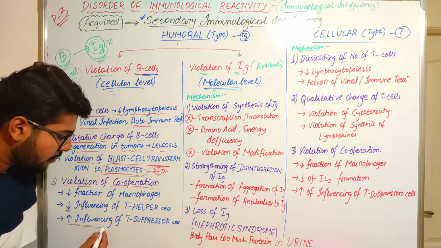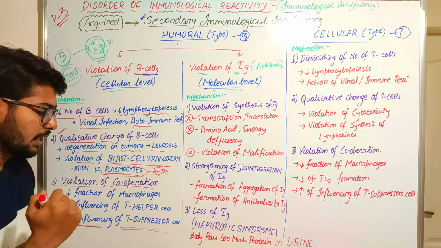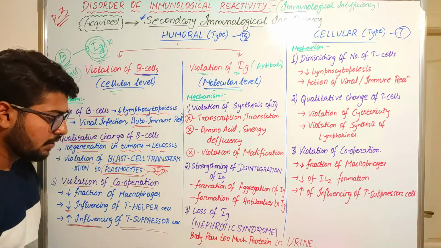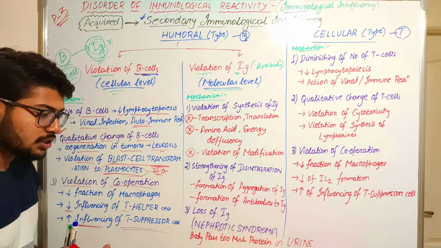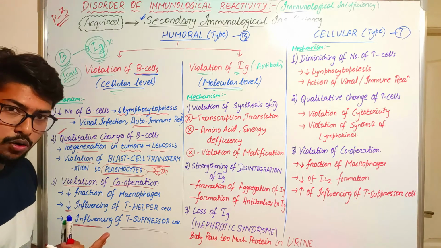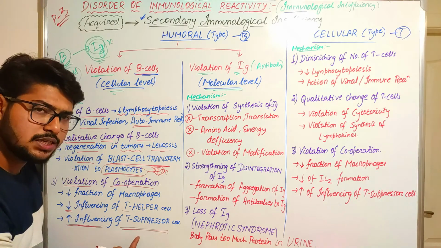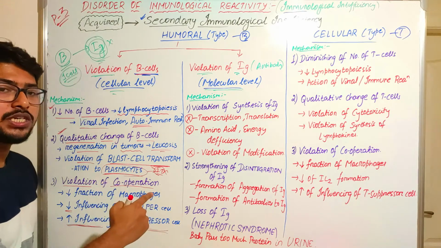Then, if there is an increase in the influence of T suppressor cells. Listen, T lymphocytes have 4 kinds of cells. First is the T helper cell, second is the T cytotoxic or T killer cell, third is the T producer of lymphokines, and fourth is this T suppressor cell. What is the function of the T suppressor cell? It helps in suppressing the immunological reactions.